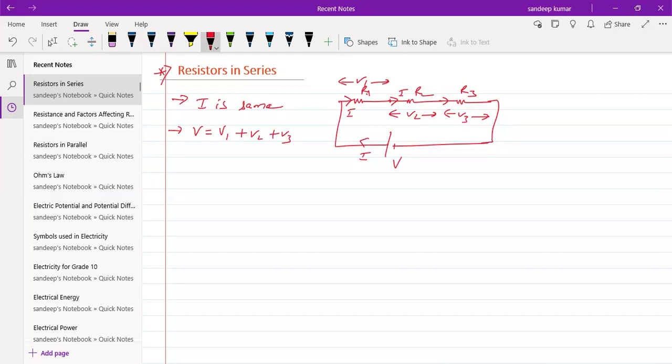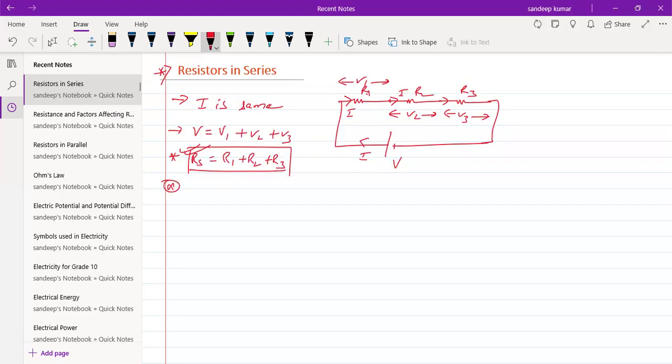In the series circuit, current is same because whatever current enters from here follows the same path. So the current is same. Now I want to derive the R equivalent, means the series resistance formula: Rs is equal to R1 plus R2 plus R3. How are we going to derive this? Please watch the video till the end. Now I'm starting, children.